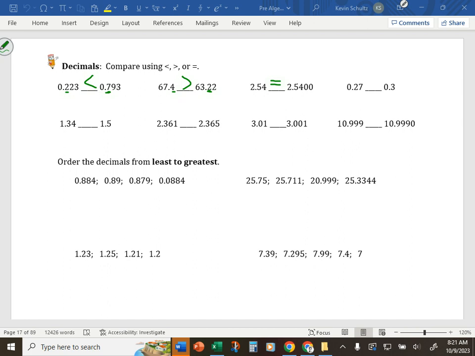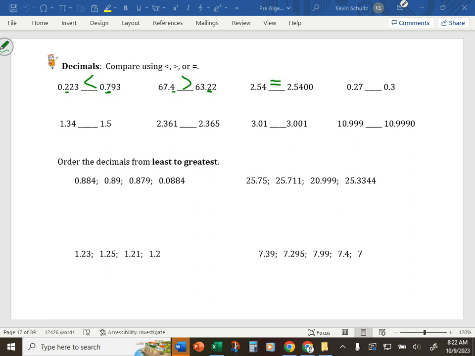How about the next one? 0.27 and 0.3. What symbol goes there? Ziki. Less than. Why? Less than because the 3 is in the right spot. Tenths. Yeah. And 3/10 is greater than 2/10. But isn't 27 bigger than 3? Yeah. So Oh. No, trust your gut, Ziki.